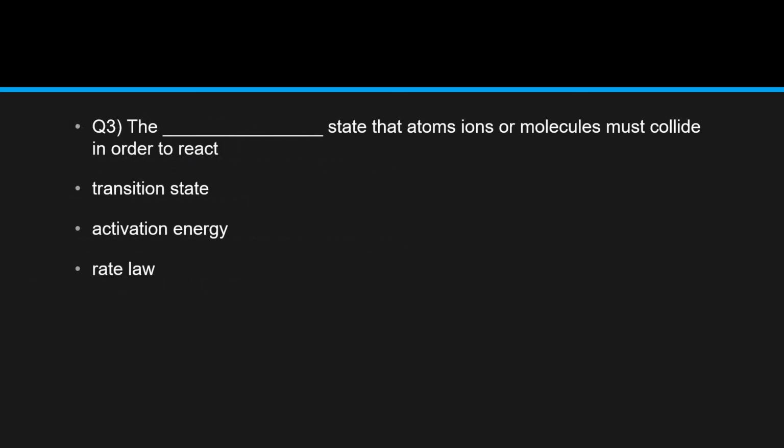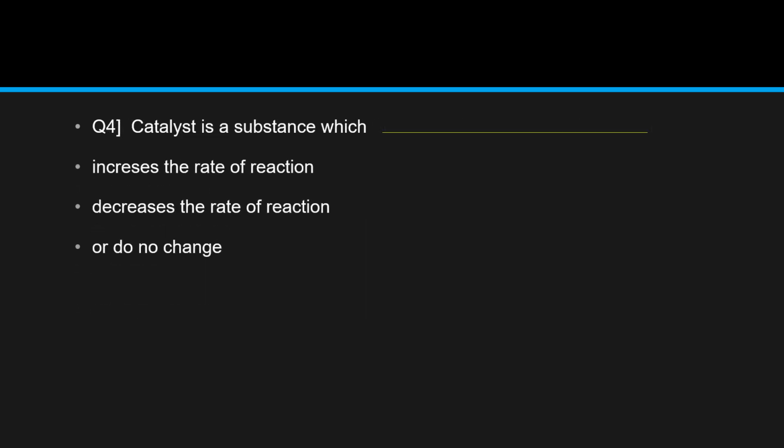Now question 3. The dash states that atoms, ions or molecules must collide in order to react. The actual answer for this is collision theory and not the activation energy. Question 4. A catalyst is a substance which increases the rate of reaction, decreases the rate of reaction, or makes no change. We have learned that a catalyst is something which increases the rate of reaction without itself being consumed. So the answer for this will be that it increases the rate of reaction.